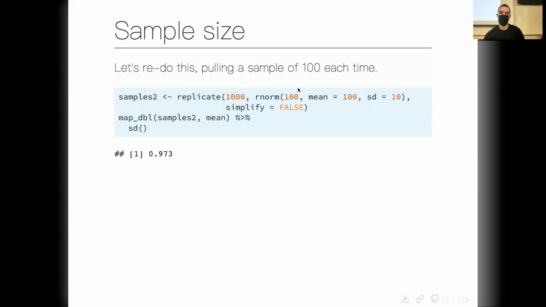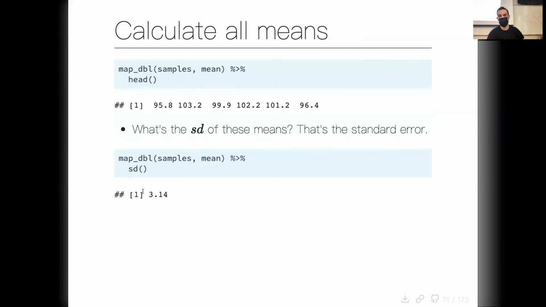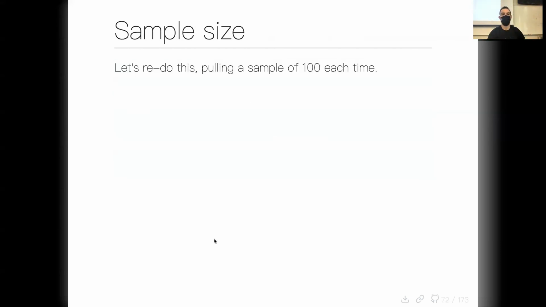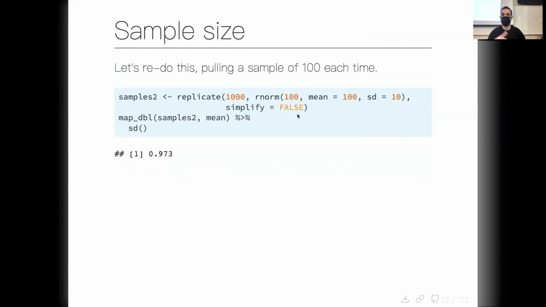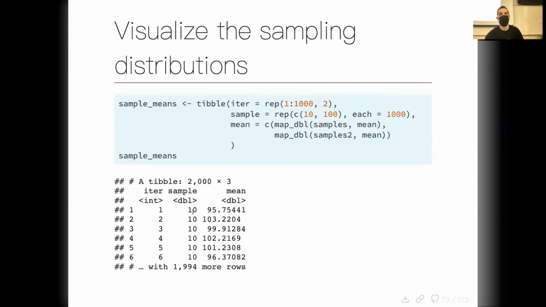Let's do the same thing again, but this time we'll use a sample size of 100. Okay. So this is all the same stuff, but now we've got a sample size of 100. When I look at my standard error now, it's 0.97. So when we had only 10 observations per sample, we had a standard deviation of 3.14. When we have 100 per sample, we have a standard deviation of 0.97. Okay, so basically, the larger our sample, the lower our standard errors. Okay, so hopefully we know all of this.